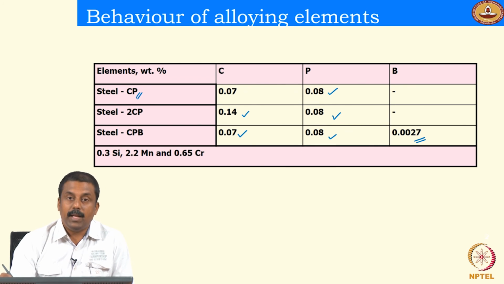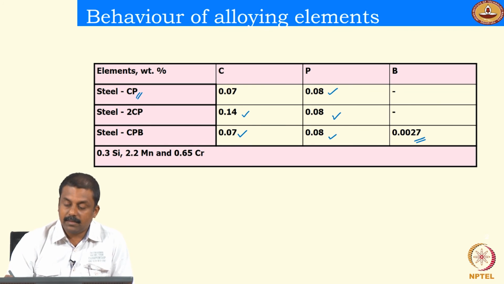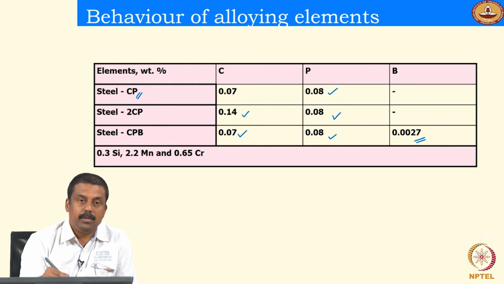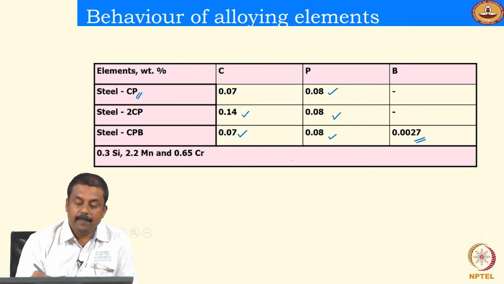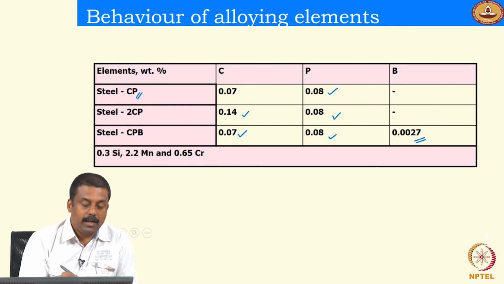But boron can also play a significant role in grain boundary diffusion of the alloying elements. How, we will see in subsequent slides. The example I am going to show you is the welding behavior of 3 steels: phosphorus of 0.08, and steel 2CP, where we have double the amount of carbon, with all other alloying elements the same. And steel CPB has a carbon concentration similar to CP, but we added about 30 ppm of boron. We keep all other alloying elements the same in all these 3 steels.